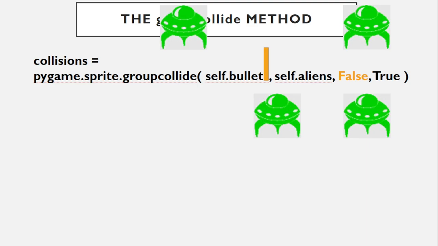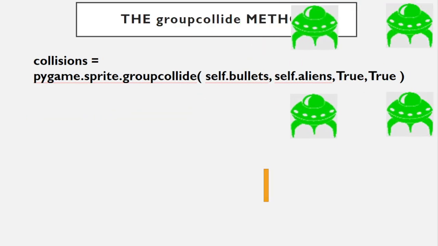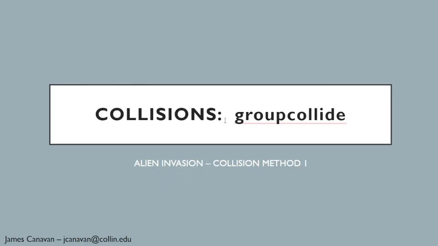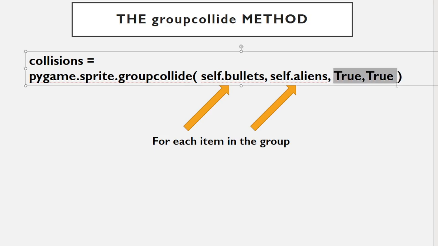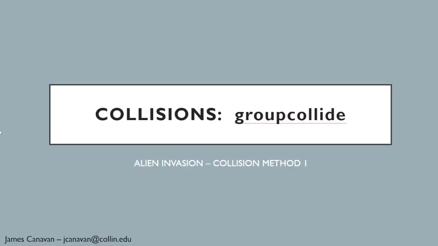So this is all there is. I just wanted to point out this group collide method, and most importantly, what this true and false mean over here. These are literal values. It's important to note that we're mixing literals and variable names. But I'll see you in the code.